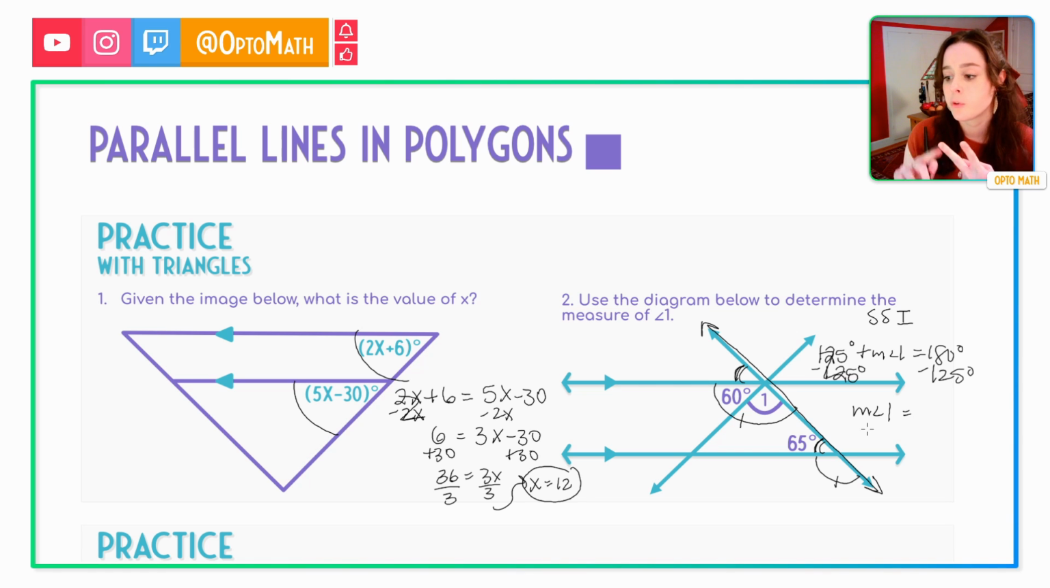So 25, 35, 45, 55, 65, 75, 85. That's too much. So it's not 60, it's 55. Okay. So the measure of angle 1 is 55, and we're done with number 2.